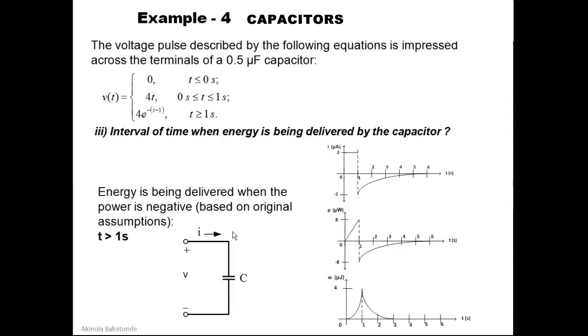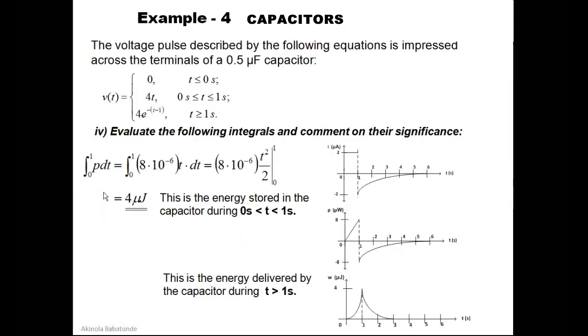For the 8t microfarad, micro means 10 raised to power minus 6, by the way. So 8 microfarad will mean 8 times 10 raised to power minus 6. We have the integral from 0 to 1, and then we have our t here. This 8 times 10 raised to power minus 6 as a whole is a constant, so you can bring that out. If you integrate t, you have t squared over 2, from 0 to 1. You put 1 there and subtract when you put 0 there, and then you obtain 4 microjoules.